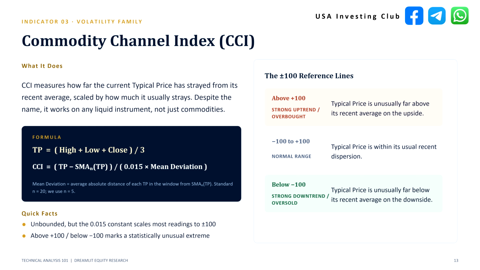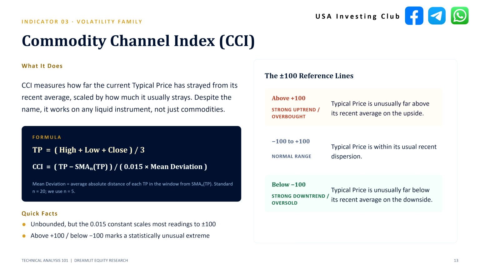CCI equals TP minus the end-period simple moving average of TP, divided by 0.015 times the mean deviation. Mean deviation is the average absolute distance of each TP in the window from that same moving average. The standard look-back is 20 periods. Today's hand-worked example uses 5, for the same tractability reason as always.